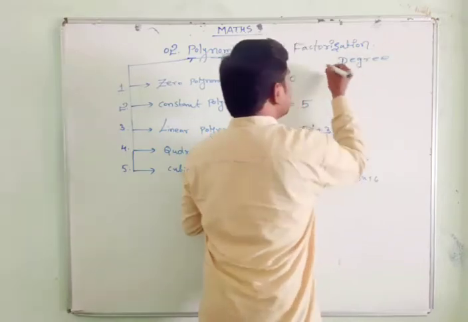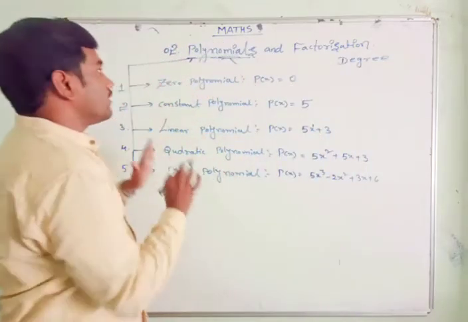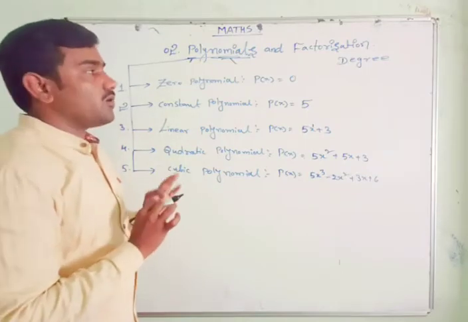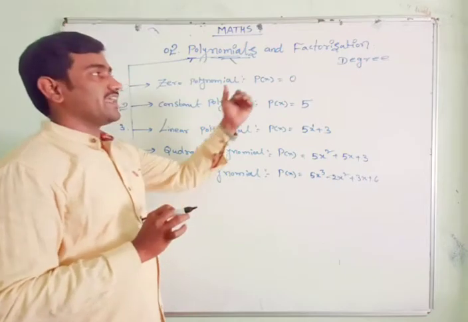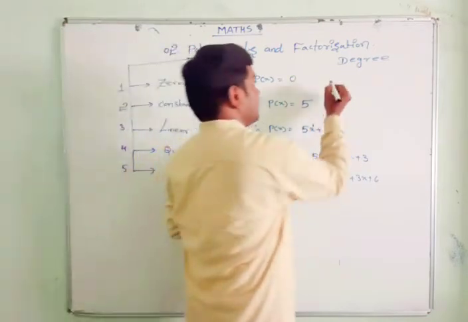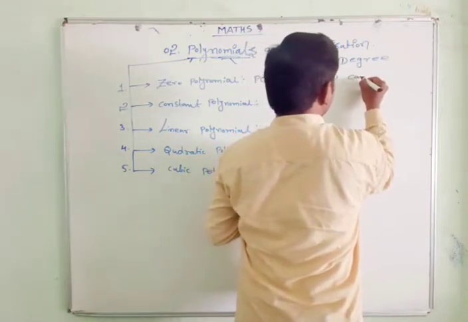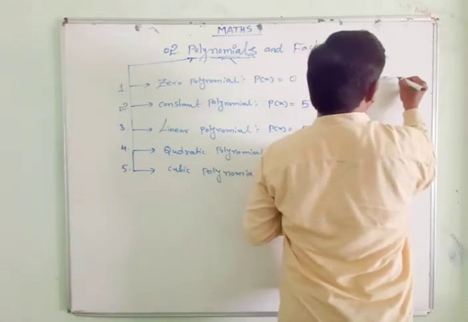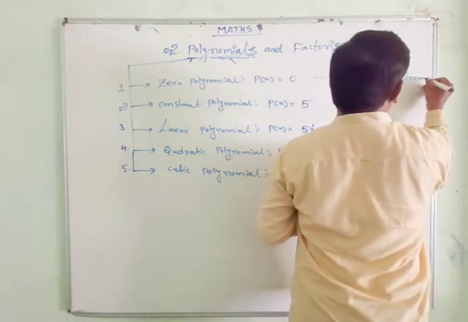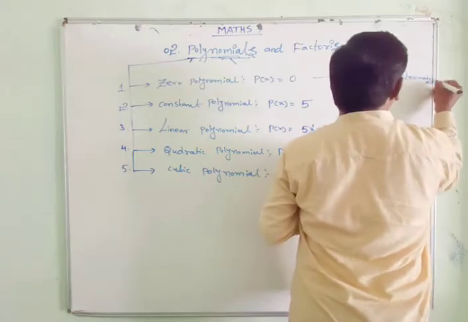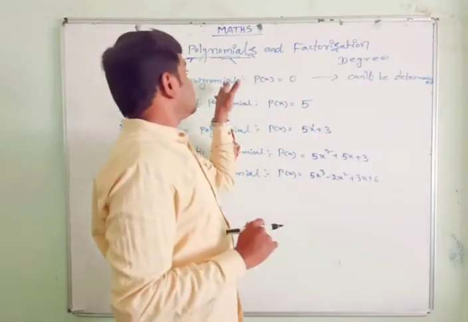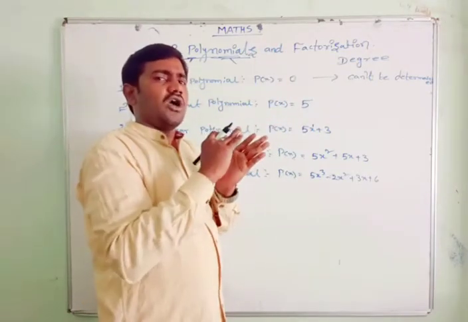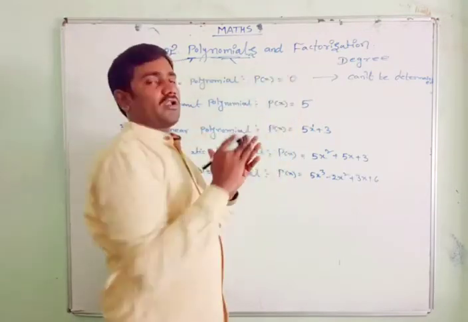Now about the degrees of polynomials. What is the degree of the zero polynomial? It cannot be defined. The degree of the zero polynomial cannot be determined. There is no degree for the zero polynomial because it is zero. How can you say that the degree of the zero polynomial cannot be determined?